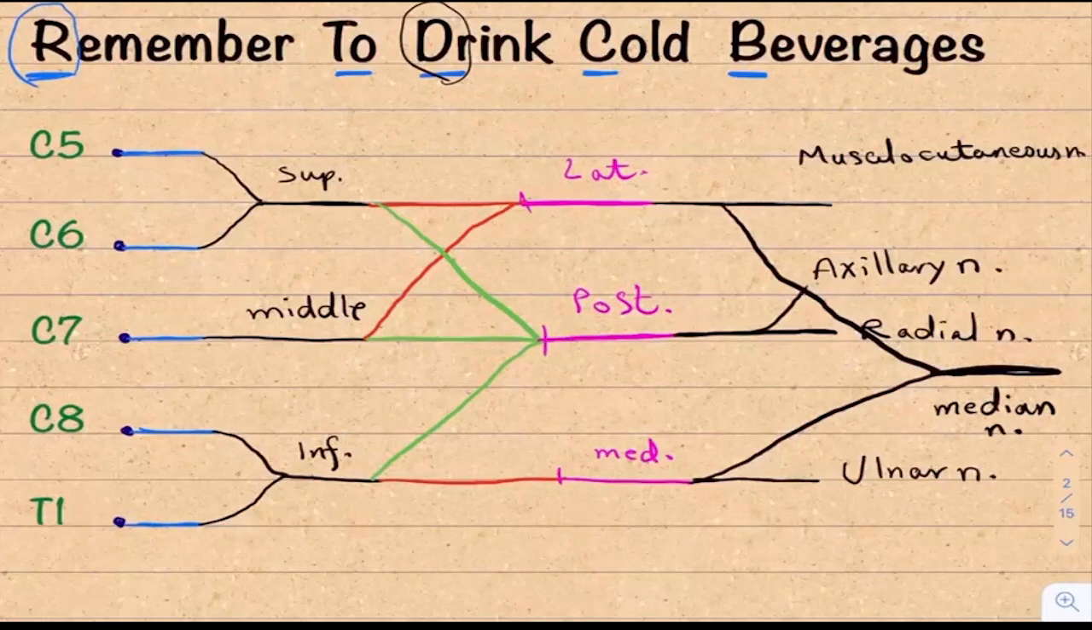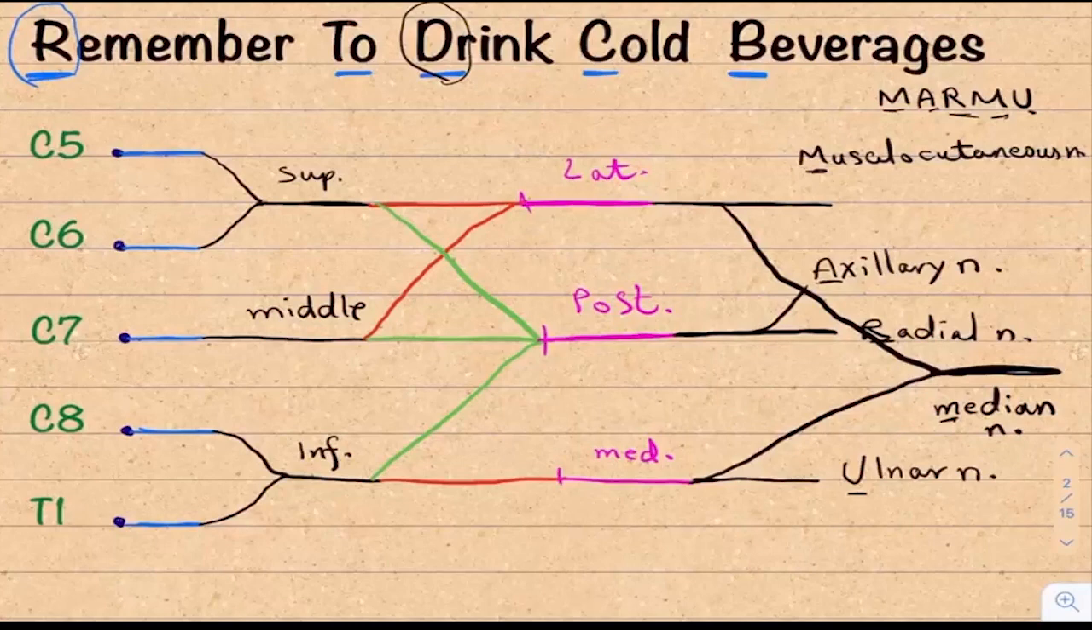Some people like to memorize it with the mnemonic MARMU. M stands for musculocutaneous, A stands for axillary, R stands for radial, the M stands for the median nerve, and finally the U stands for the ulnar nerve. Remember, these are the terminal branches of the brachial plexus. We do have more branches that emerge from the roots, the trunks, and the cords.